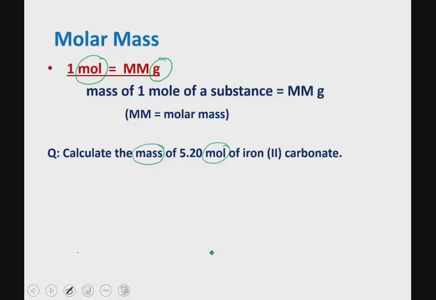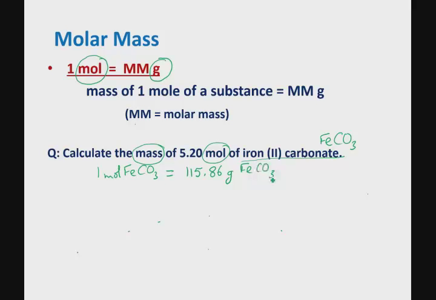Now, you might realize that before you actually figure out the molar mass of iron 2 carbonate, you need to have the correct chemical formula for iron 2 carbonate. Yes, absolutely right. Since it's iron 2, that's Fe2+, carbonate is CO3 2-, therefore iron 2 carbonate is FeCO3. In other words, if you calculate the molar mass of iron 2 carbonate, the equation becomes 1 mole of FeCO3 equals 115.86 grams of FeCO3. Molar mass is always in grams for 1 mole.